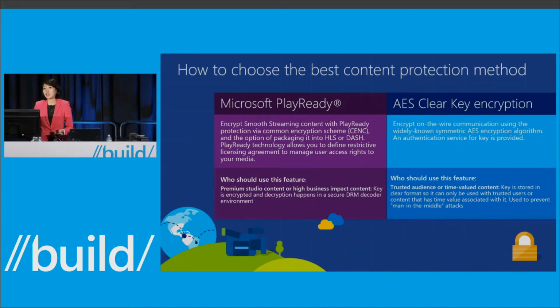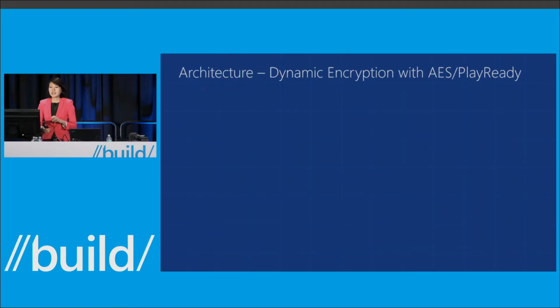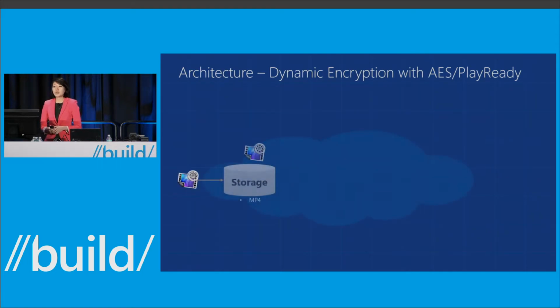So that's pretty efficient. In terms of how to choose each feature, it is really, at the end of the day, based on the needs of your business. And here is how we do dynamic encryption with AES and PlayReady. And as one of the very few providers in the industry that does this, you have a video content and store it with us and transcode it into adaptive bitrate MP4.